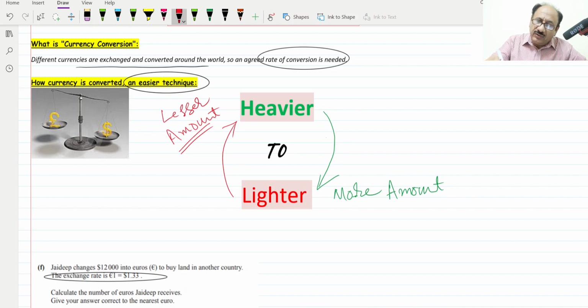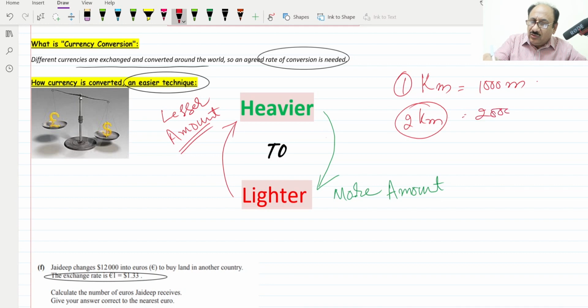It's similar, for example, in units also. For example, 1 kilometer is equal to 1000 meters. So if we convert 2 kilometers, this will be 2000 meters. So the kilometer is the heavier unit and the meter is the lighter unit, because for 1 kilometer we are getting 1000 meters. So the meter is a lighter unit as compared to kilometers. The same is the case with currency.